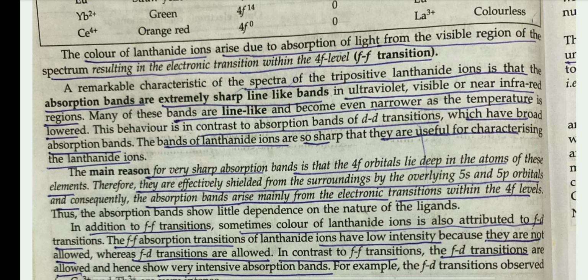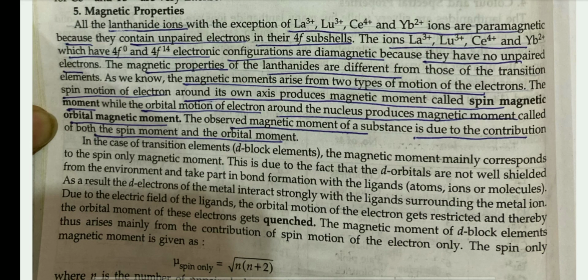Magnetic properties. All the lanthanoid ions with the exception of La3+, Lu3+, Ce4+ and Yb2+ ions are paramagnetic because they contain unpaired electrons in their 4f subshell. The ions La3+, Lu3+, Ce4+ and Yb2+, which have 4f0 and 4f14 electronic configurations, are diamagnetic because they have no unpaired electrons. The magnetic properties of lanthanoids are different from those of transition elements.